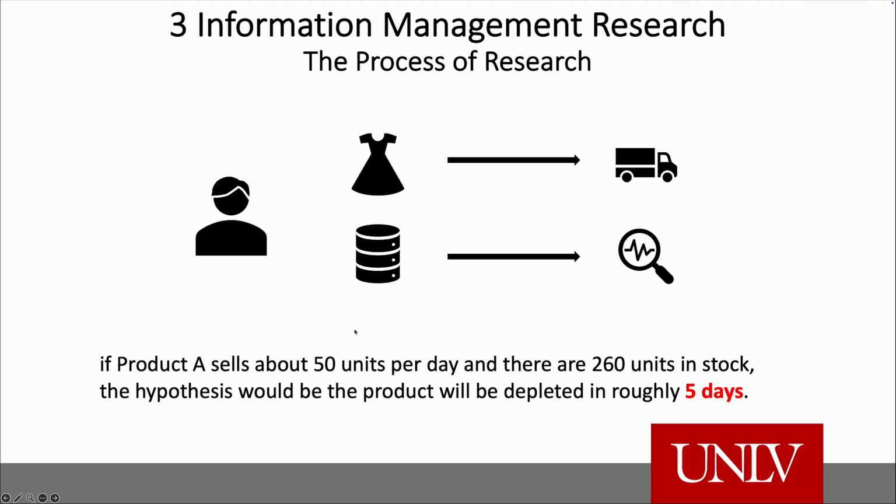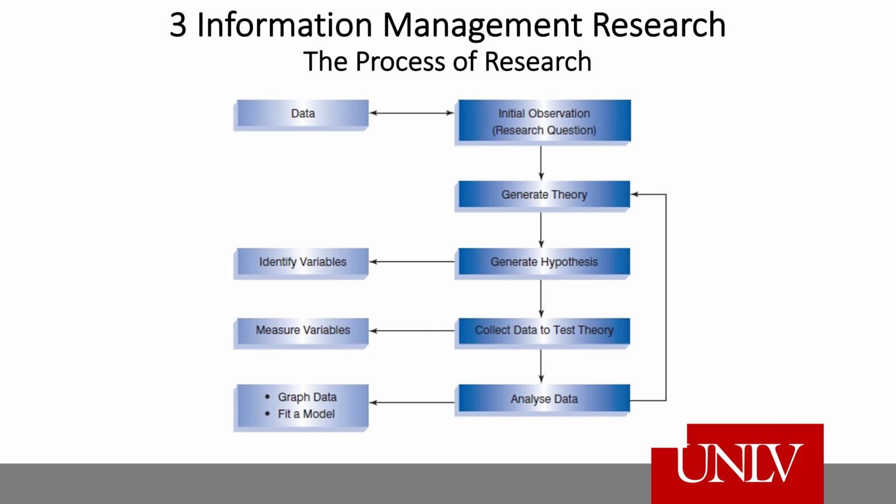If supplier delivery typically takes 4 days, the model may conclude that placing the order 5 days before stockout is optimal. Finally, the results feed back into theory. If the findings support the hypothesis, the theory becomes stronger. If they do not, the theory is revised. This cycle continues, ensuring that information management research evolves as technology, organizations, and environments change.